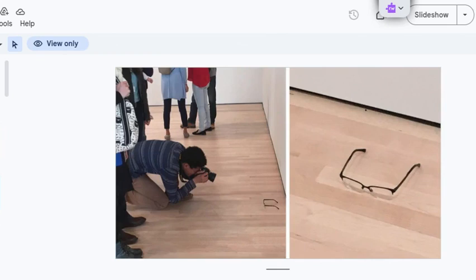I don't know if anybody's seen this. We've had discussions about this before in the past, but this is an art gallery and it's a pair of glasses on the ground, right? And I've asked people in the past, okay, well, what does this mean?